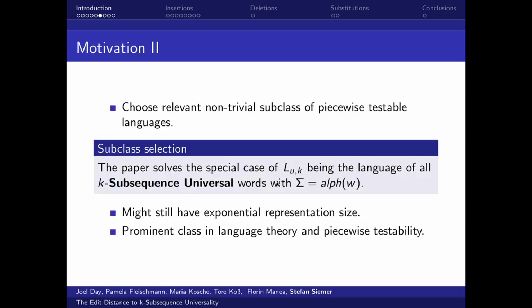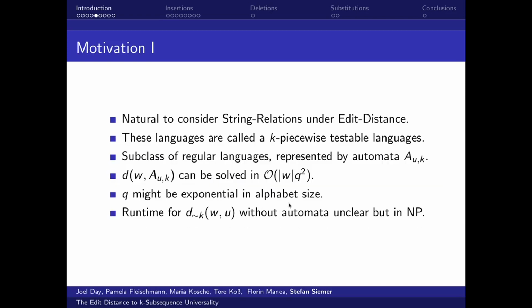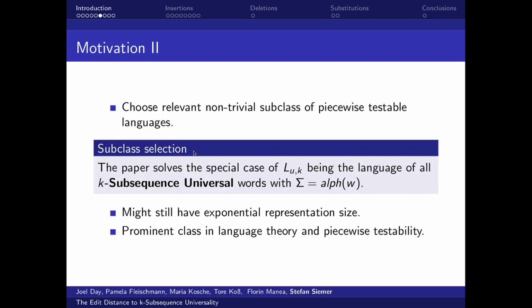Okay, since this is quite a hard problem and it's unclear, we chose a relevant non-trivial subclass of these piecewise testable languages, and this subclass is the language of k-subsequence universal words. I will explain what that is in a moment. For now, it's important that this class is still non-trivial, because it might have an exponential representation size, and it's prominent and therefore interesting enough in language theory and piecewise testability.